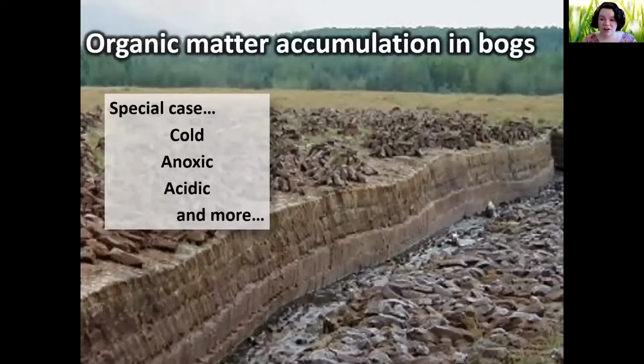But by far, the sites of the greatest soil carbon accumulation are wetlands. And among wetlands, bogs accumulate the most. Bogs have all of the qualities that inhibit soil respiration, including cold, anoxic conditions or low oxygen, acidic soils, and more features, which we will return to in the next video.